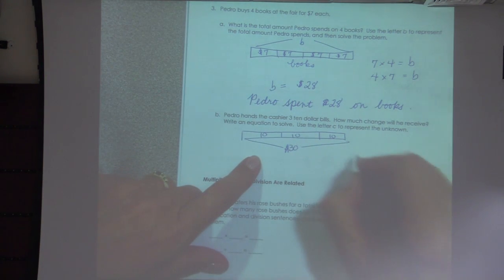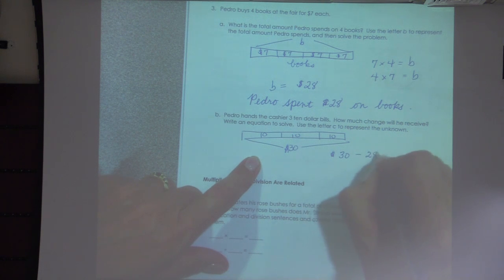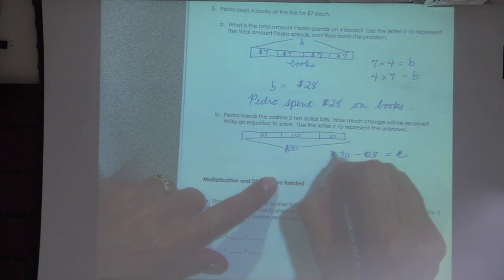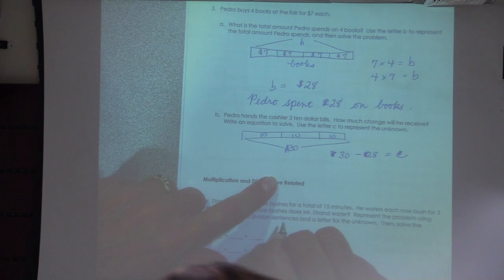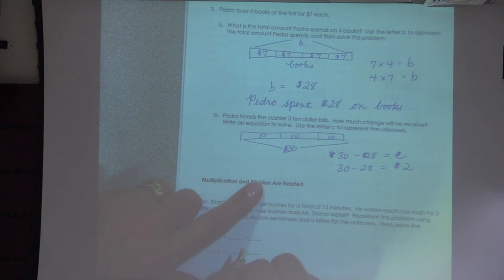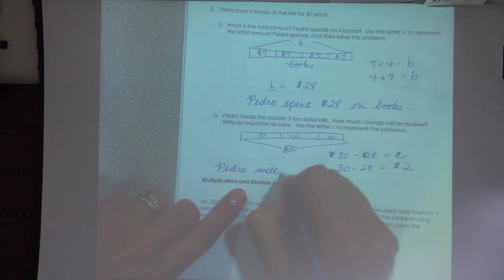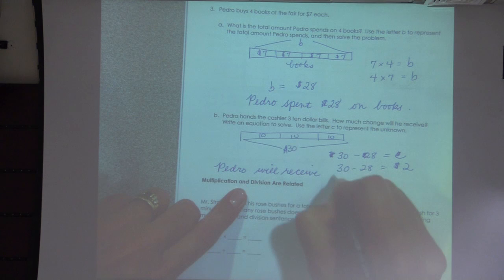So we've got $30. So I need $30 minus $28 equals C. That's the equation. And honestly, there probably wouldn't be the dollar mark there for the equation. 30 minus 28 equals $2. So Pedro will receive $2 in change.